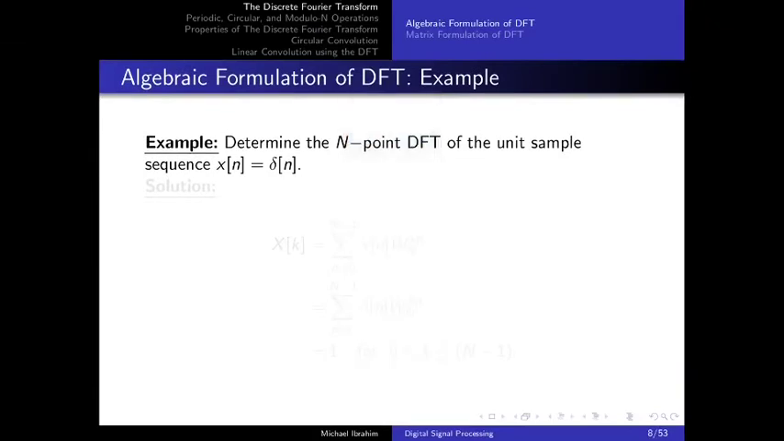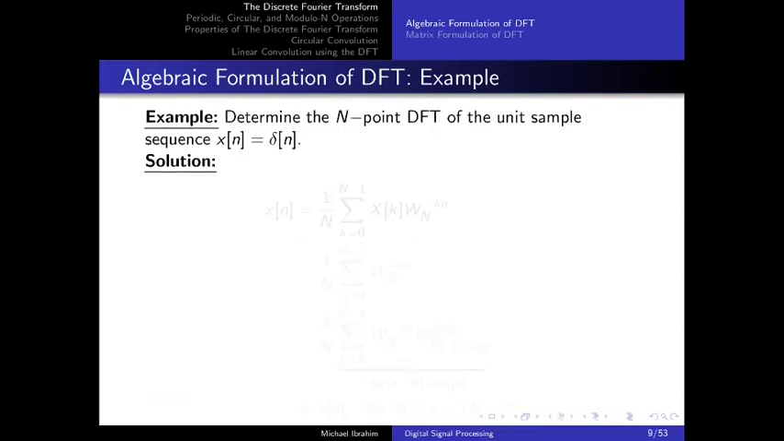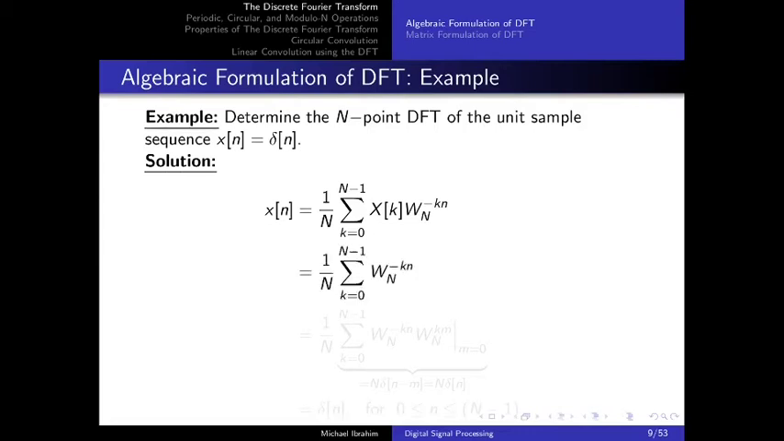So moving back, X of k is a summation from n equal to 0 up to N capital minus 1, x of n W_N to the power kn. Doing the summation, we will get 1 for k from 0 up to N minus 1. And we can do the inverse as well. We can compute x of n from X of k. So 1 over N capital, summation from k equal to 0 up to N capital minus 1, X of k, which is 1 in this case, W_N to the power minus kn. How can we compute this summation? Let's move to our whiteboard and see how it goes.